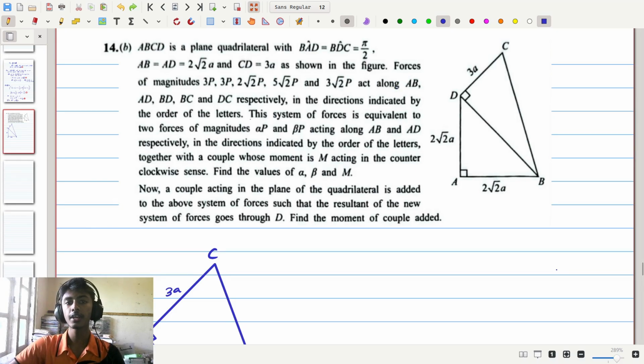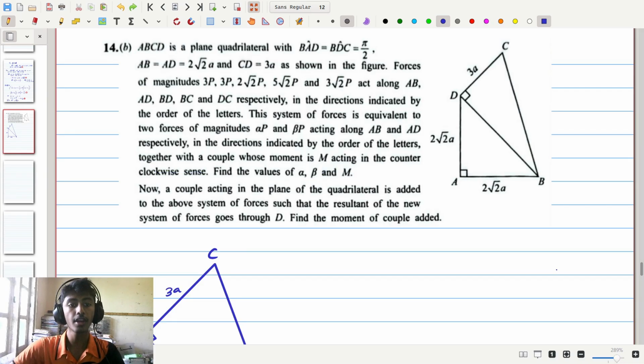It says this system of forces is equivalent to two forces of magnitudes alpha p and beta p acting along AB and AD respectively in the directions indicated by the letters, together with a couple whose moment is m acting in the counterclockwise sense. Now given all this information, we are asked to find the values of alpha, beta and m.